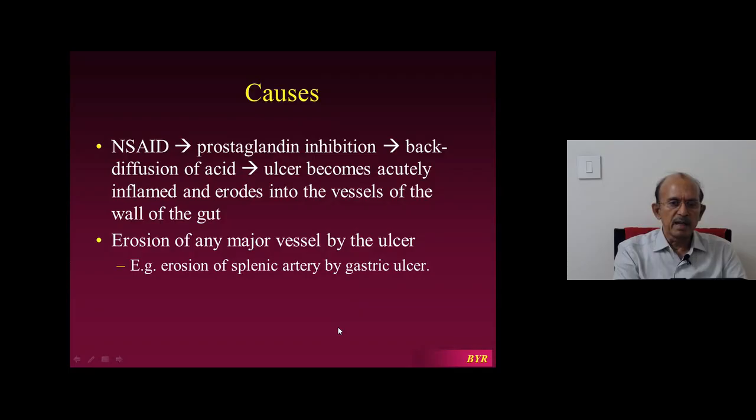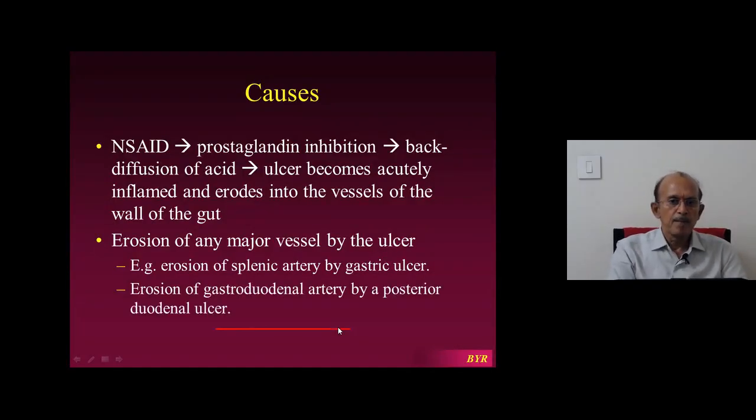So erosion of the splenic artery by gastric ulcer, and duodenal ulcer can erode into which vessel to produce massive hematemesis? Duodenal ulcer I am talking. Fatima, you said it is the splenic artery. Splenic artery is for the gastric ulcer. For duodenal ulcer, it is the gastroduodenal artery. Yes, it is the gastroduodenal artery. You are right now. So erosion of the gastroduodenal artery by a posterior duodenal ulcer.